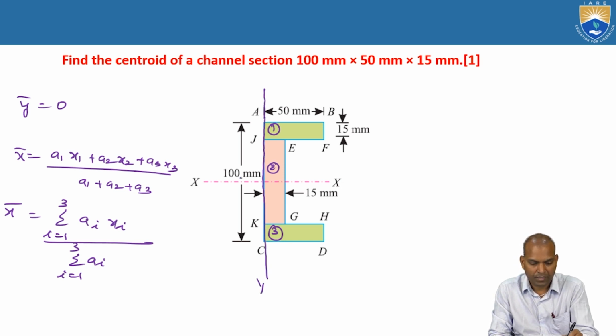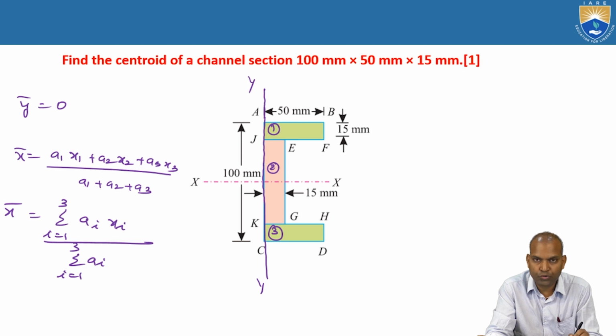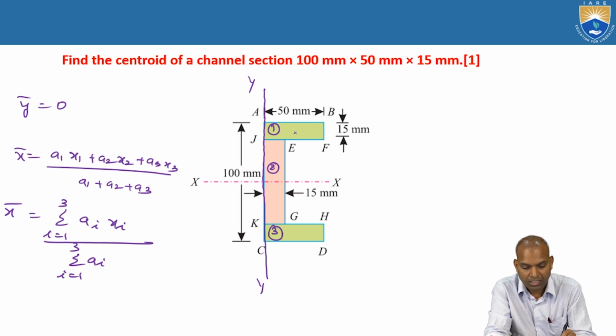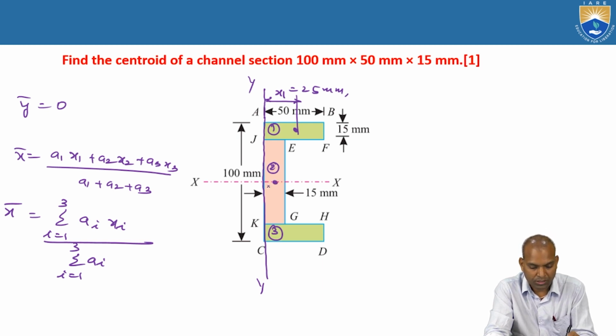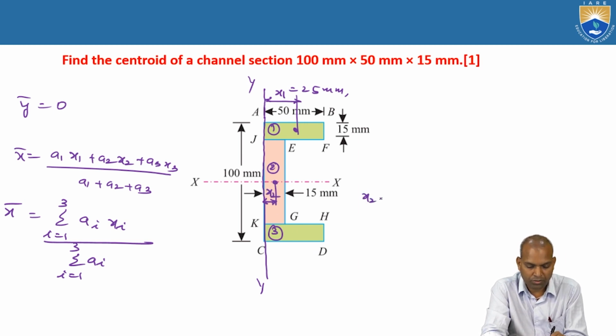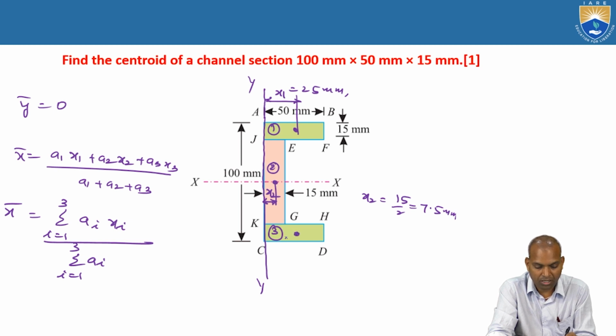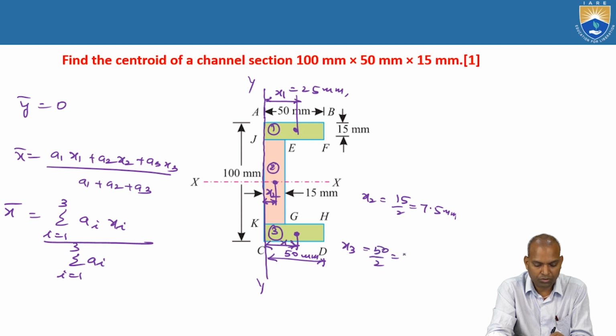Here it is. First, find out what is x1. X1 means the individual centroid of section 1 from the reference axis. For the rectangle, x1 is half of that length, 50 by 2, that is 25 millimeters. What is x2? The thickness is 15 millimeters, so x2 equals 15 by 2, that is 7.5 millimeters. What about x3? Again, half of the distance. This distance is 50 millimeters, so x3 equals 50 by 2, that is 25 millimeters.